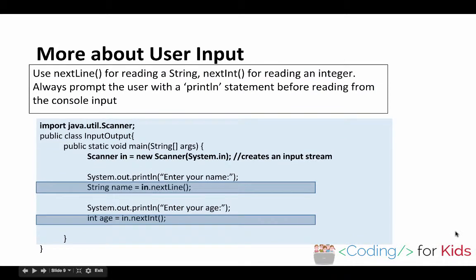To get the user input, we can first prompt the user using a print line statement. For example, "Enter your name." Then we store in.nextLine, which gets the next string, into a variable. in.nextInt gets the next integer, in.nextDouble gets the next double, and so on.